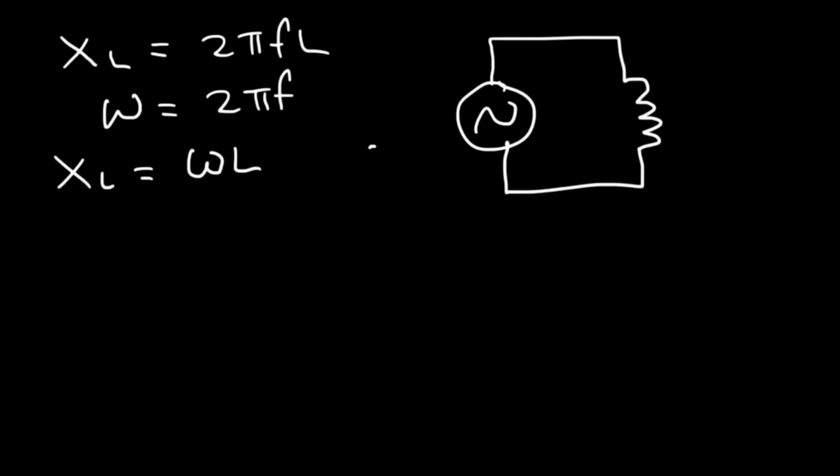Now let's talk about frequency. Let's say the frequency of the AC signal is 60 Hz. What does that mean? This means that the alternating current changes direction 60 times in 1 second. Frequency is the number of cycles per second. So the current changes direction 60 times per second.